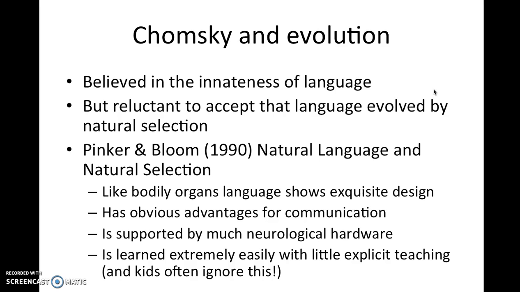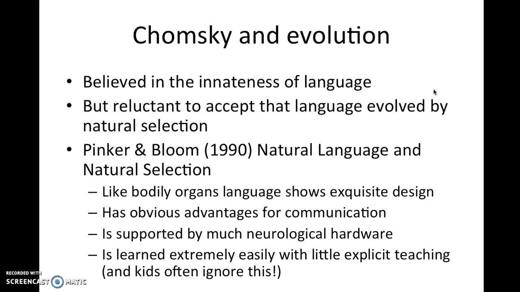They argue that like bodily organs, like the heart, like the liver, like the lungs, like the brain, language shows exquisite design. What does that mean? Well, as we saw earlier, language is hierarchically structured, it's fairly fussy about what goes where and how things go together. You have verb phrases, nouns, preposition phrases, all of these hierarchically structured. So language is incredibly well designed. Not that anybody designed it, but then nobody designed the heart. And they're arguing that although nobody designed it, natural selection did. It has obvious advantages for communication.